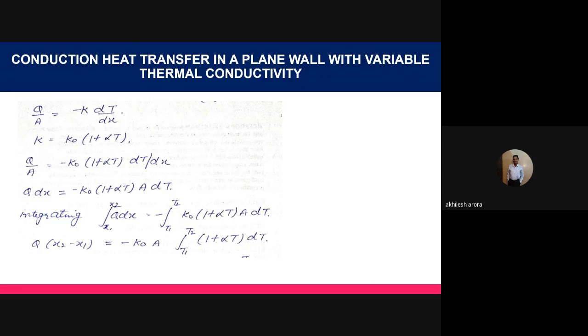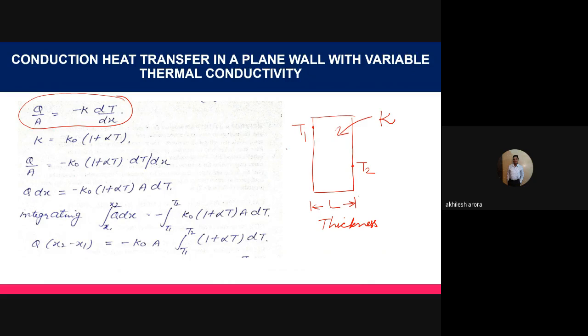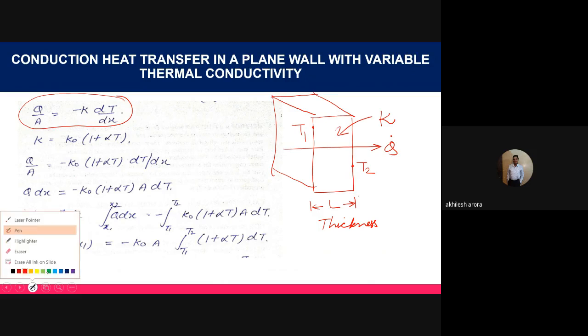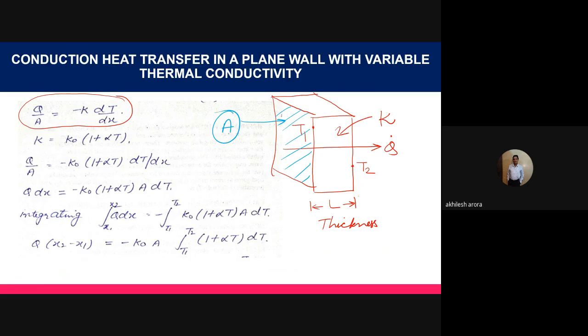Now we come back to Fourier's conduction equation for the case of the plane wall. This is the wall, the temperature here is T1, the temperature here is T2, and the length L is the thickness of the wall. The thermal conductivity of the wall material is K, and heat transfer takes place in the direction normal to the area of the wall. If I make it like this, it is easier to understand. I am talking about this particular area; the heat flow is perpendicular to it, and this area is denoted by capital A.